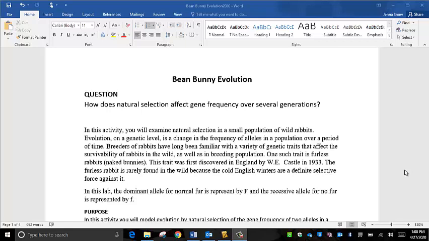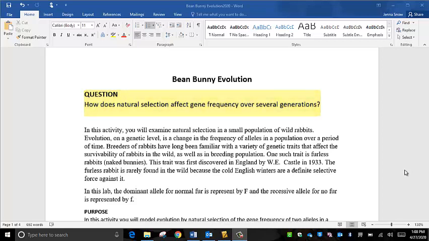Hi friends, so this video is going to walk you through how to do the BeanBunny evolution lab. And the reason why I really like this activity for us is because you're going to be able to see how evolution and genetics are related. So the question that we're investigating is how does natural selection affect the gene frequency over several generations?